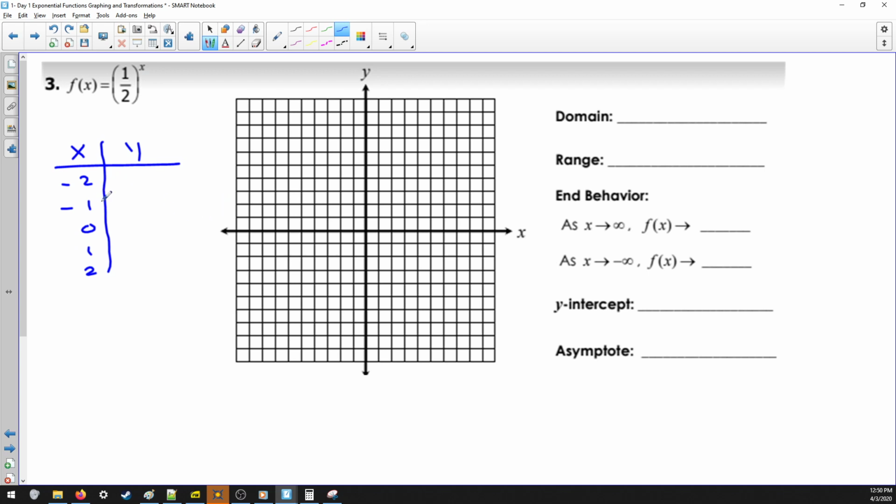So if I plug in 0, let's do the easy ones. 1/2 to the 0, anything to the 0 is 1. So that actually answers my asymptote question. What happens when I plug in 0? When I plug in 0, I get back 1. That's what the y-intercept is.